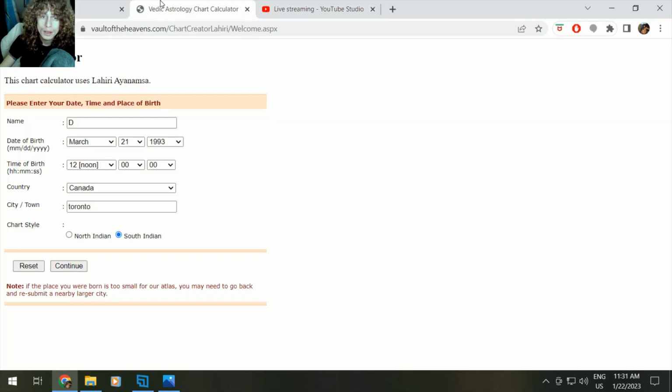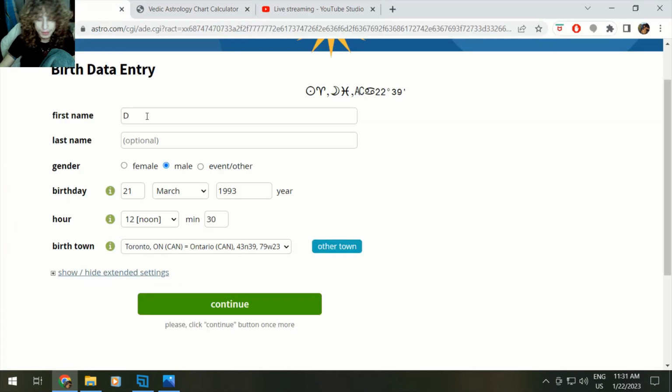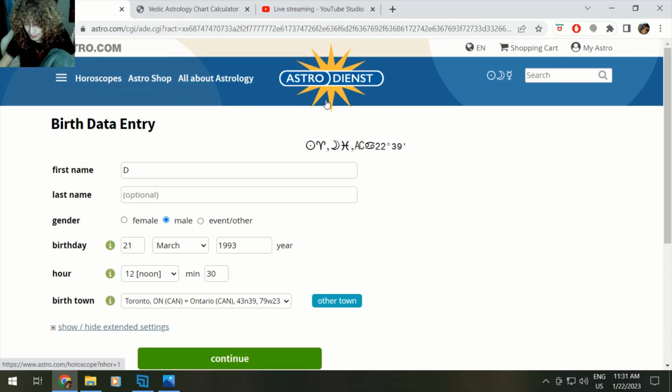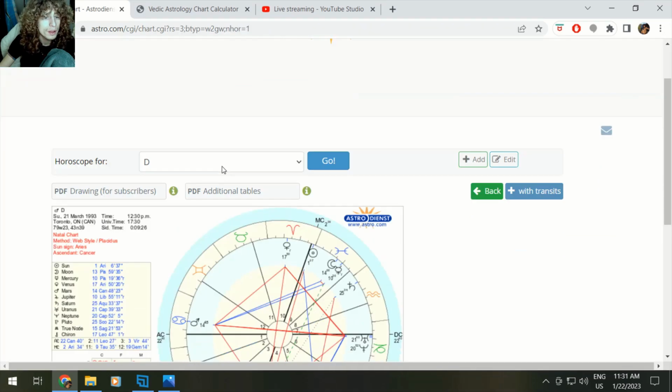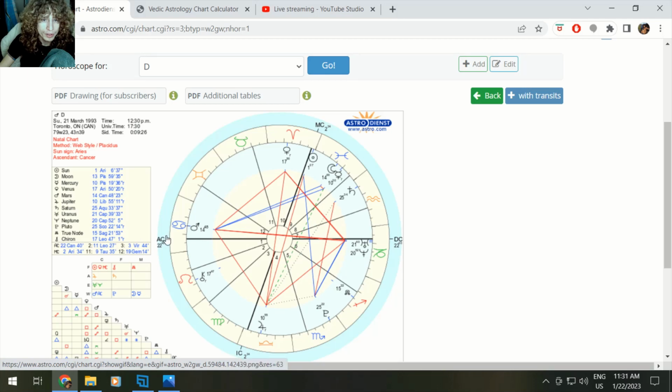Okay. Now, this is AstroDienst. It's a great little free astrology software that they have. Let's look at the day that we're building here. We're talking about a male. The birthday is the 21st of March, 1993. Arbitrary year. Let's say they're born at noon, and let's say they're born in Toronto. Continue. The rising sign is going to be whatever it is, but what we're looking for is the sun sign.